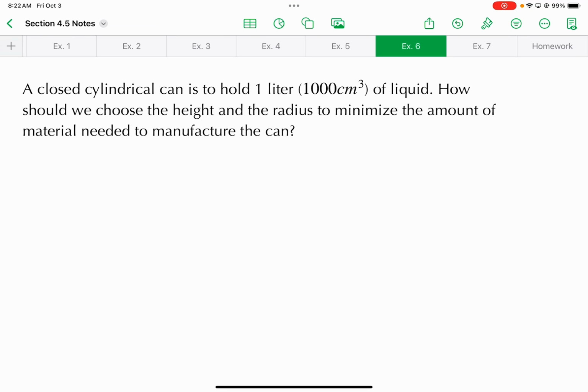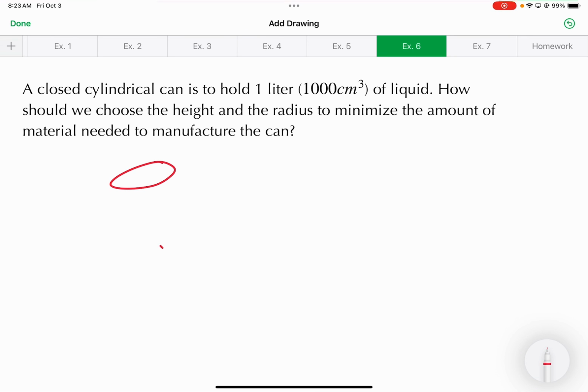A closed cylindrical can is to hold 1 liter of liquid. How should we choose the height and radius to minimize the amount of material needed to manufacture the can? What's giving you the angst? Is it the shapes? It is indeed the surface area. Anytime they talk about material, like some sort of packaging, it's going to be, like Arthur said, the surface area of that shape we're dealing with. Surface area of what? Cylinder, yeah.